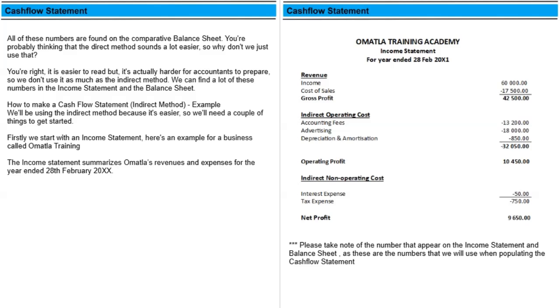We can find a lot of these numbers in the income statement and the balance sheet. Let's start preparing our indirect cash flow statement from the information at our disposal. Firstly, we start with an income statement. Look at the one called Omatla Training. The income statement summarizes Omatla's revenues and expenses for the year. Carefully scrutinize the figures shown.